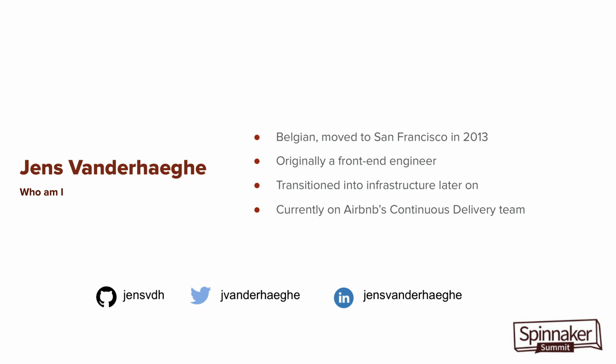My name is Jens. I'll save you the pronunciation of my last name for another time. I'm originally from Belgium and moved to San Francisco about 6 years ago. Funnily enough, I started out as a front-end engineer, started working on developer tools, and now I'm an infrastructure engineer. I'm on Airbnb's continuous delivery team. We are about 6 engineers, a PM and a TPM, and we are driving Spinnaker adoption at Airbnb. You can find my social media handles there. I'll put the slide back up at the end in case you want to follow me.